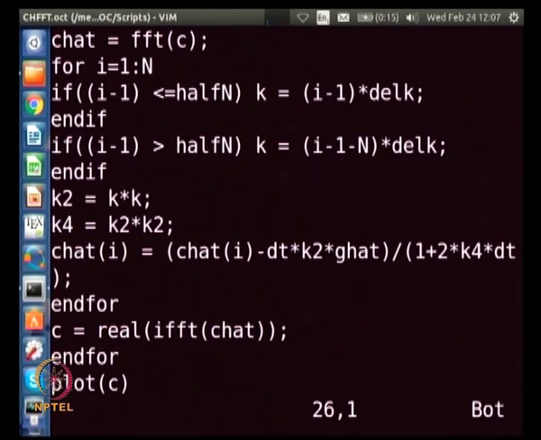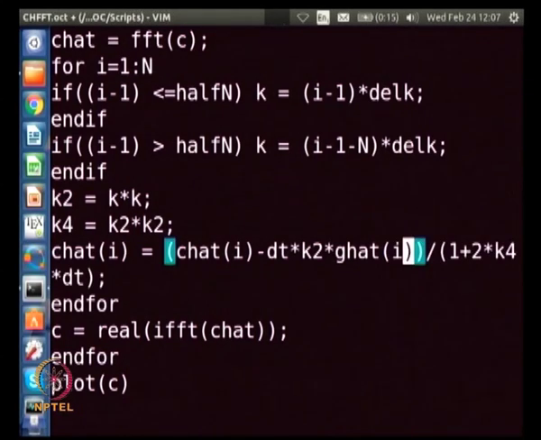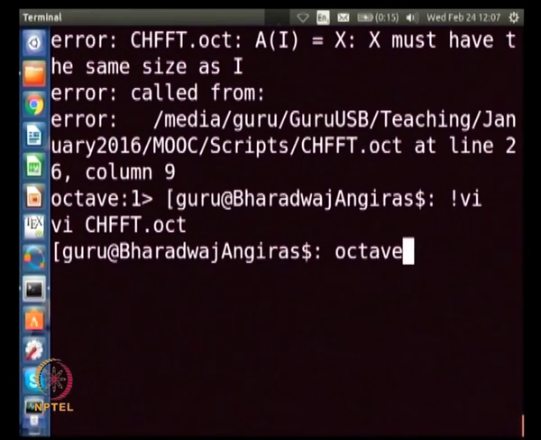C hat is equal to C hat I. Okay. So, G hat I, I have to say I, right. So, for every I it has to do, it does not know which I it has to do. So, okay.